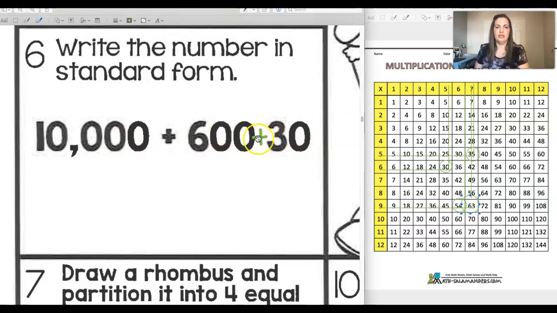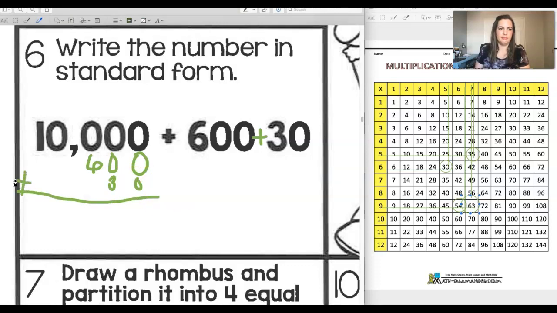All you're going to do is, you can see it's like a giant addition problem because they have written it in expanded form. You're just going to turn it into a vertical addition problem, and then we will have our standard form number. So I'm going to write the 600 down here. Everything has to be lined up in the ones place. Then I'll write the 30 right here, again lining it up in the ones place. And then I'll simply add it up.